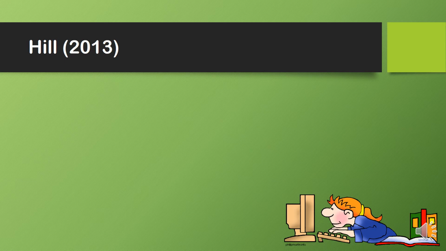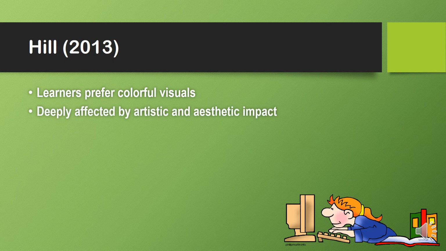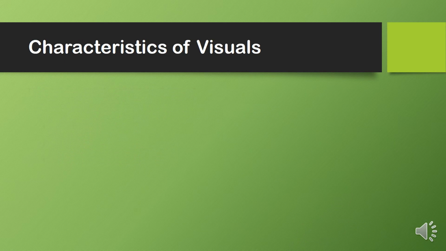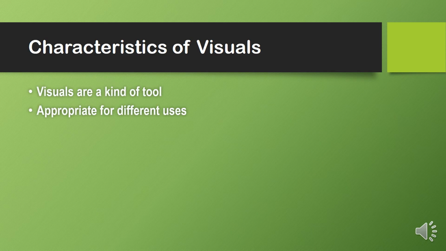Hill in 2013 acknowledged that learners nowadays may prefer colorful visuals as reflecting their normal experience. Some learners may be deeply affected by the artistic and aesthetic impact. A long-term and direct effect on students' attitudes to English or to language learning helps the learner to learn English better. Visuals are a kind of tool, just like a pair of scissors or glue, each has characteristics that may be appropriate for different uses.